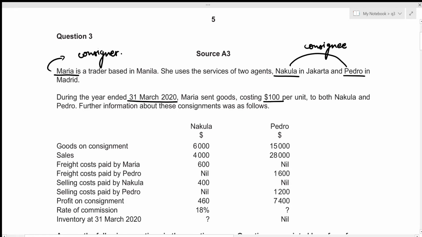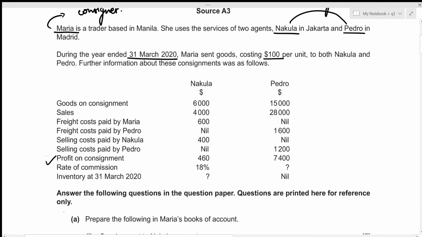So the goods sent on consignment, the sales made by each of the agents or consignee, and the freight costs paid by the consignor and consignee, and the selling costs borne by the consignees are given here. And we're also told that there is a profit on consignment. Then we're given the rate of commission for Nakula but not for Pedro, so that is something that we need to figure out. And then we're given the inventory at 31st March 2020, which is the closing inventory. We are given that for Pedro to be 0, but we need to figure out the inventory for Nakula. Okay, let's have a look at our question.